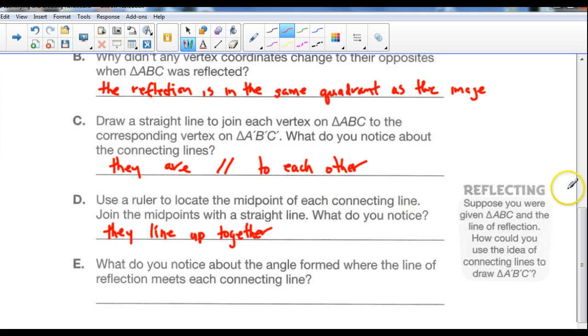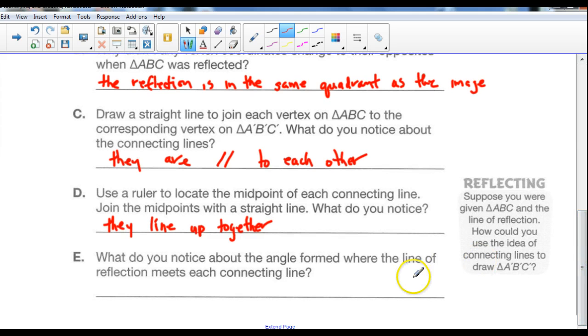Okay. And then, what do you notice about the angle formed where the lines of reflection meet each connecting line? Well, they form a right angle.